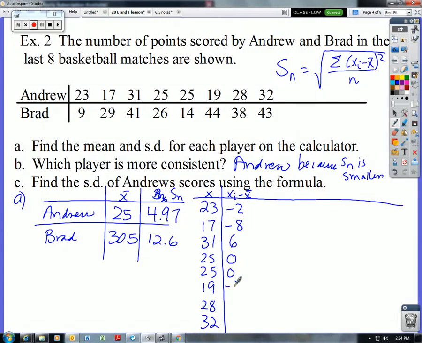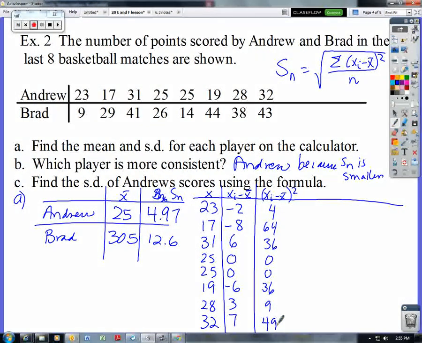19 minus 25 is negative 6. 28 minus 25 is 3. 32 minus 25 is 7. So those are my x sub i minus x bars. Then in the next column, we're going to square those. So that's 4, 64, 36, 0, 0, 36, 9, and 49. Fortunately, we're working with numbers that are easy enough to do in our head. Now we have to sum those. So I'm going to go to my calculator. I'm going to add all these up.